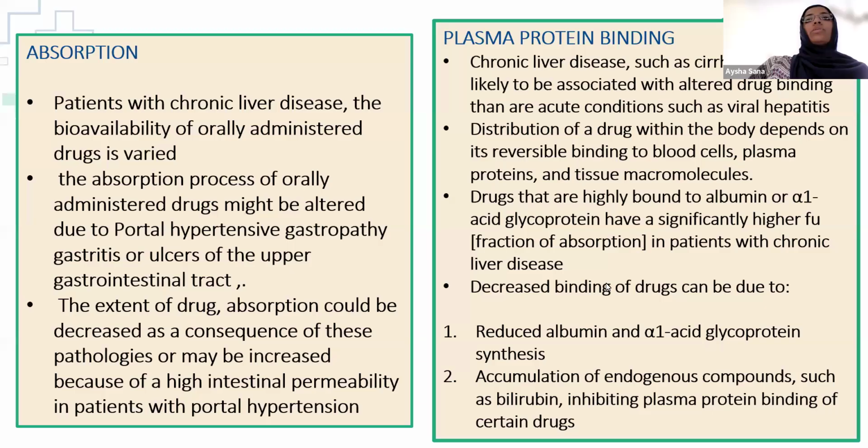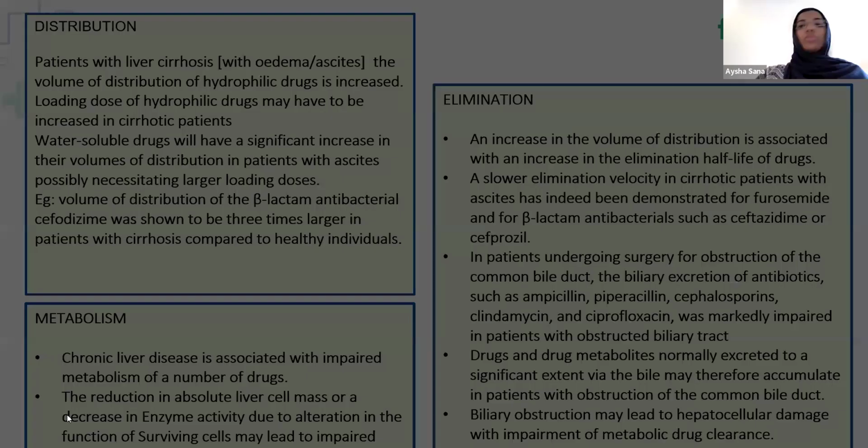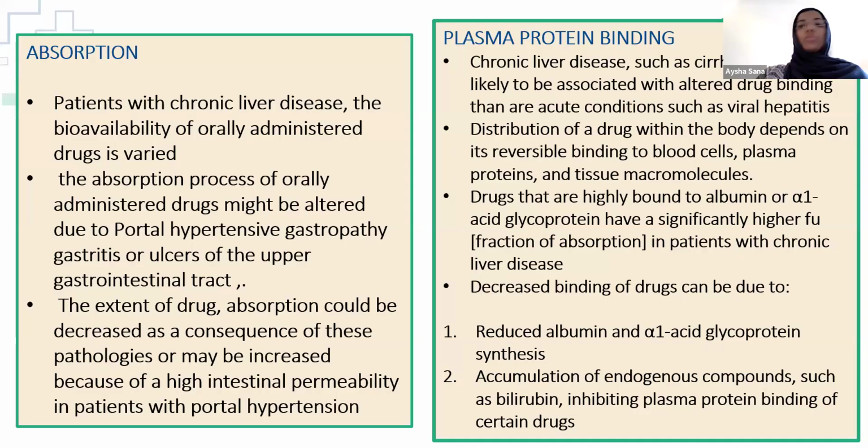Now we look into the absorption parameters in hepatic impairment. In patients with chronic liver disease, the bioavailability of orally administered drugs is varied. The absorption process of orally administered drugs might be altered due to portal hypertension, gastropathy, gastritis, or upper GI tract issues. The extent of drug absorption could be decreased as a consequence of these pathologies, or may be increased because of high intestinal permeability in patients with portal hypertension.